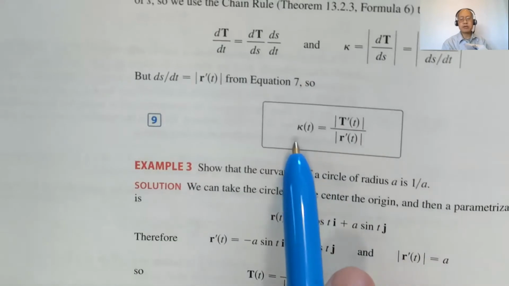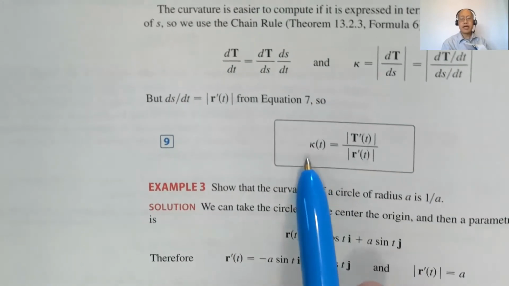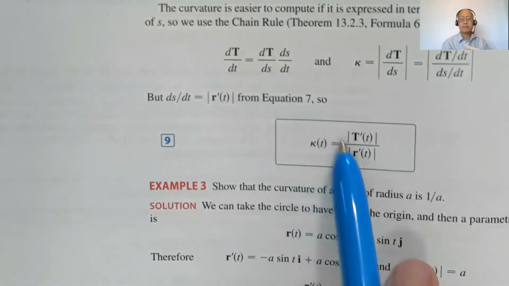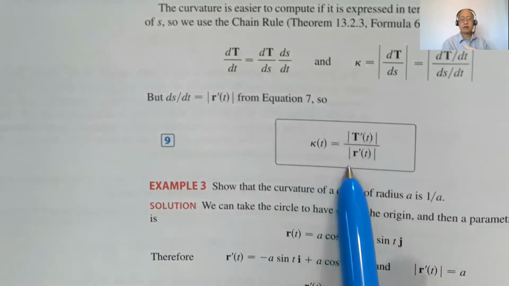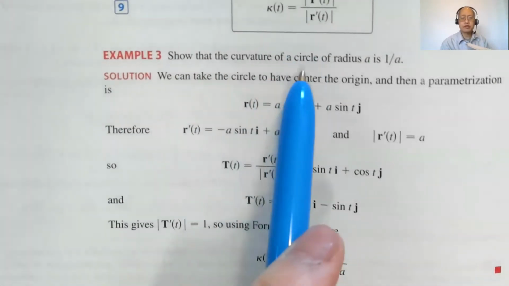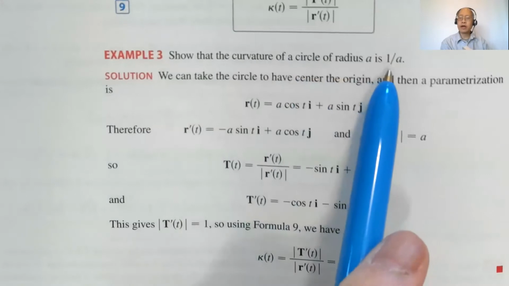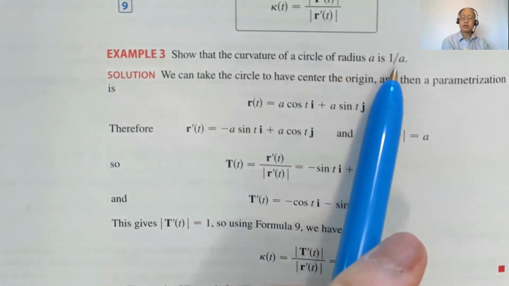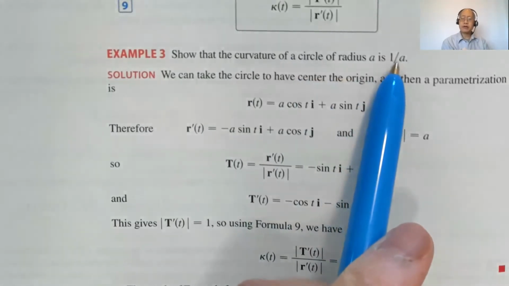All right, this might be useful. So put this on your cheat sheet. Kappa, curvature, is magnitude of T prime over magnitude of r prime. Okay, and a side note, they go through the derivation here. You can look at it or not. But the curvature of a circle of radius a is 1 over a. That kind of makes sense, which means the smaller the a, the higher the curvature.